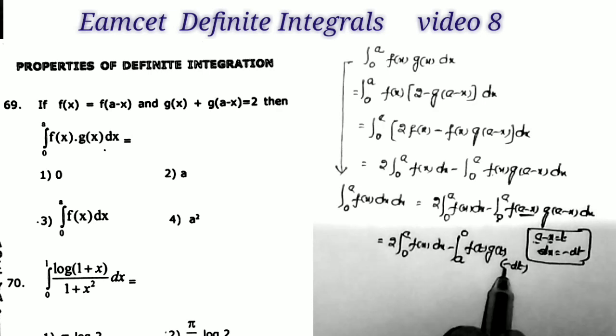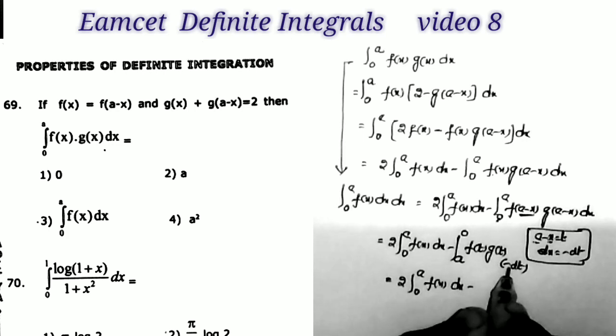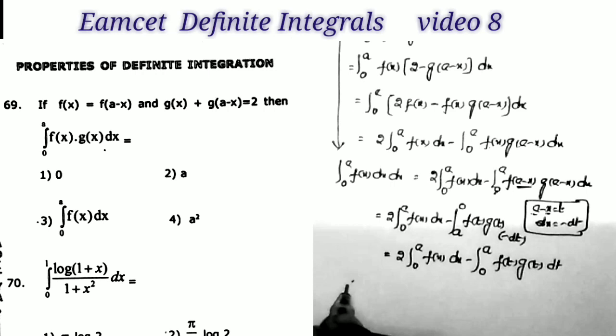Now removing this minus sign and changing these limits values as 0 to a here. So this is equals to 2 into integral 0 to a f of x into dx minus, just removing this minus sign and changing the limits value. So the limits are changed as integral 0 to a f of t into g of t into dt, okay, and therefore what is the answer?